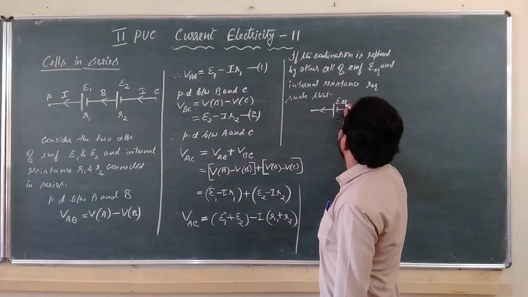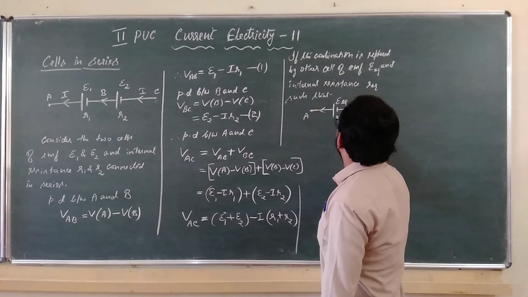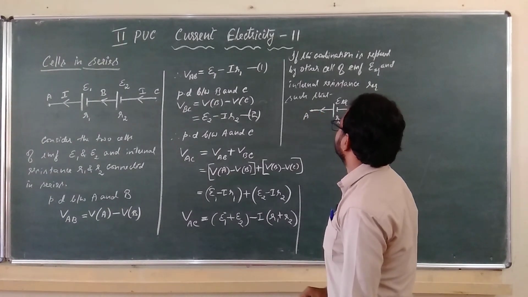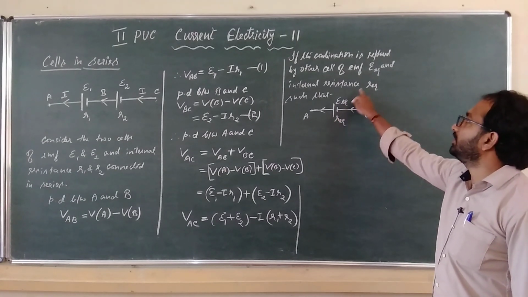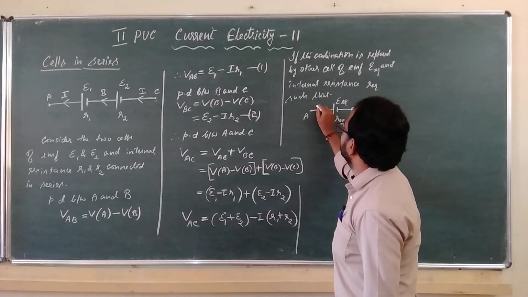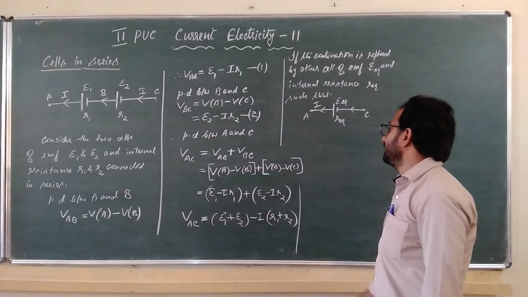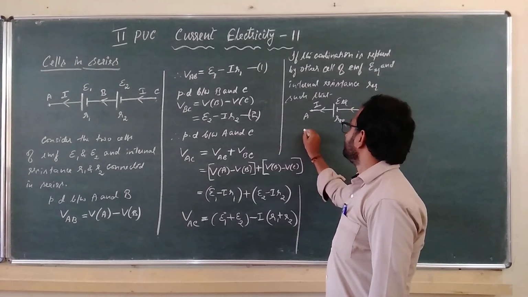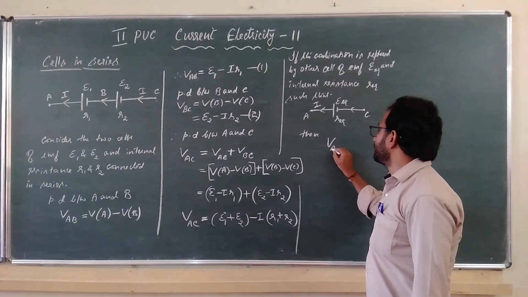So this is E equivalent, R equivalent, this point is A, this point is C. Now the combination is replaced by some other cell of EMF E equivalent and the internal resistance R equivalent. So it also supplies the same amount of current, say I. Then what is the terminal potential difference between A and C?